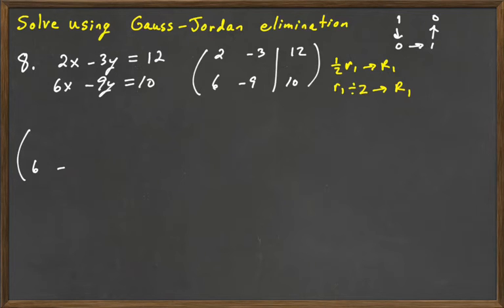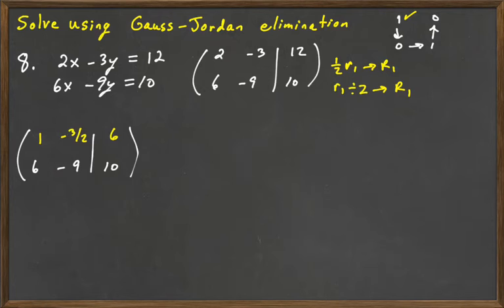Now we're not replacing row 2, so row 2 is still 6, -9, and 10. Now we're going to take row 1 and divide each element by 2. So 2 divided by 2 is 1. -3 divided by 2 would be -3/2, or a nice terminating decimal, -1.5. I prefer to leave it as the fraction. And then 12 divided by 2 is 6. So that completes the first step of the Gauss-Jordan elimination.